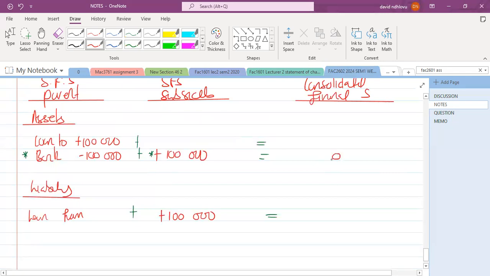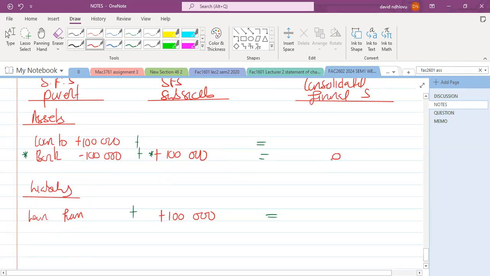Because on one hand, there was a negative, which means a withdrawal from the bank. On the other hand, there was an increase in the bank. It doesn't change a thing. Overall, when we look at the company's bank account, combining the parent and the subsidiary, there was no movement because we only recognize a movement at group level when the transaction occurs with outsiders. This is an inside transaction.